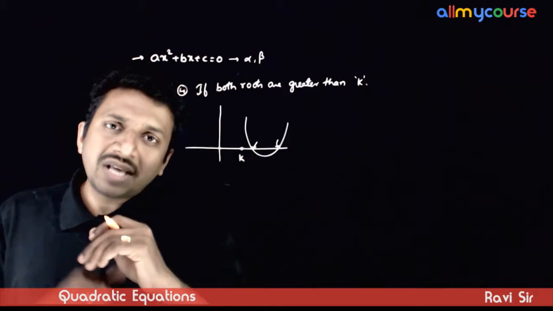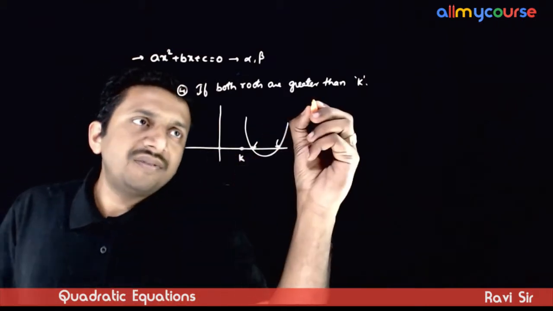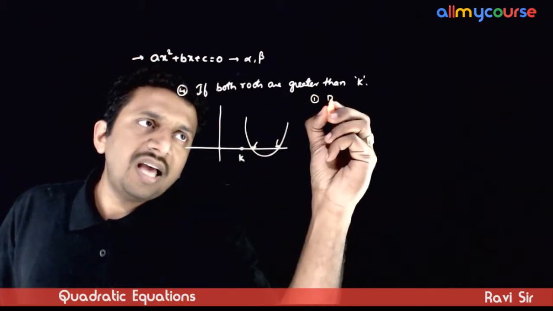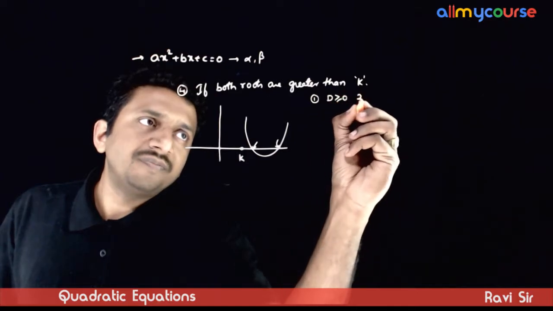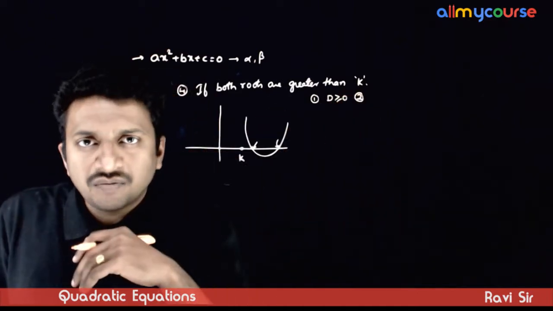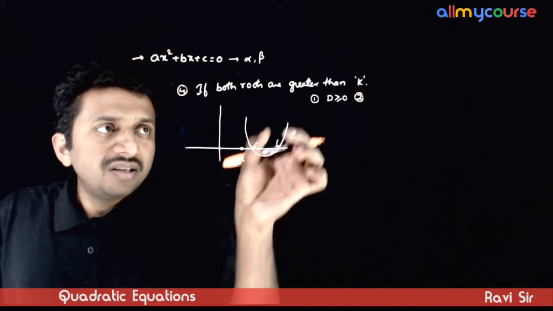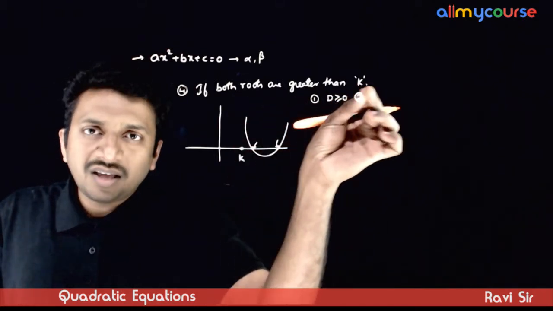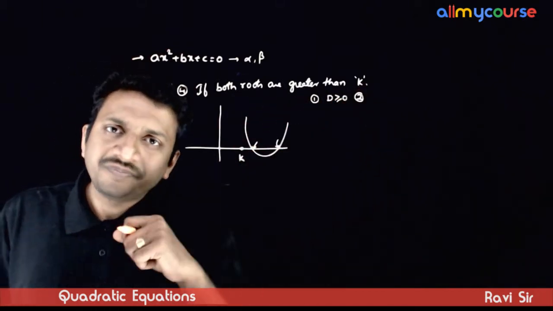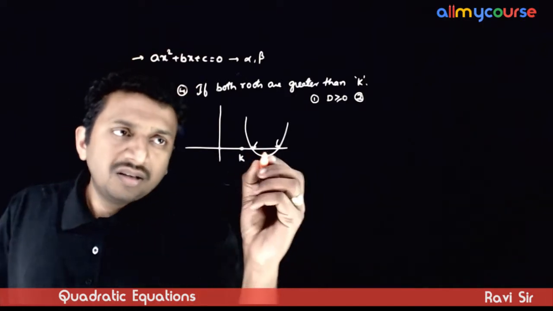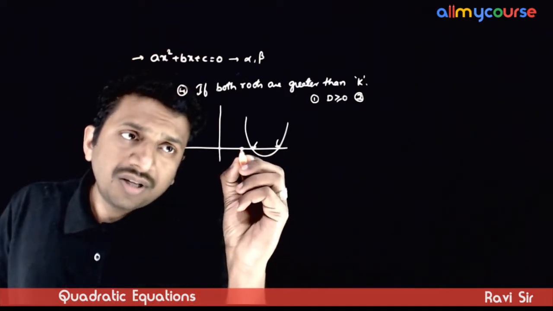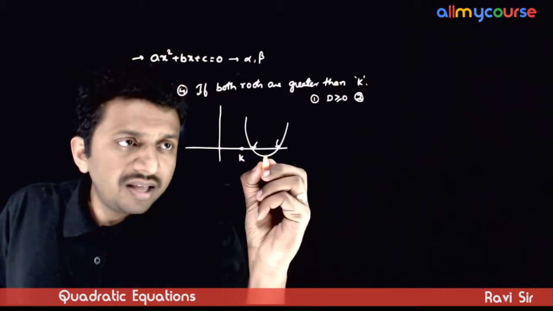So if both roots have to be greater than k, the first condition is that D has to be greater than or equal to 0. That's a general condition which is always true, because if both roots are to be greater than k, first the roots have to be real. Next, what will ensure that both roots are greater than k?